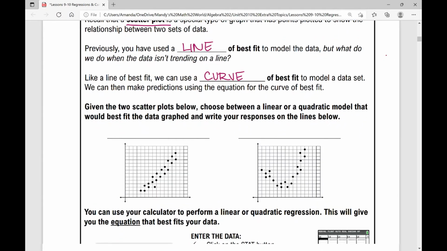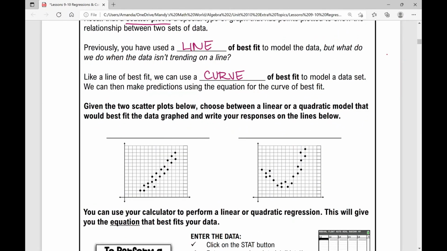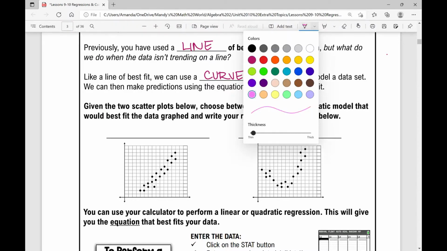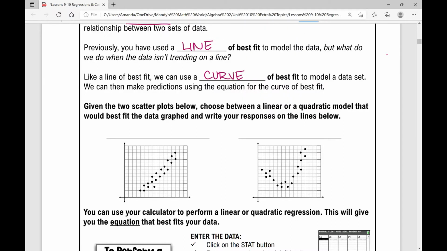So this is what I'm moving into. We've got two scatter plots below, and you're going to choose between a linear or a quadratic model that would best fit the data graphed, and then we're going to write our responses down. So in this graph on the left, you can see that obviously it's trending in a line, right? So we might use a linear model to model this data set. That would be, we would use a line of best fit.